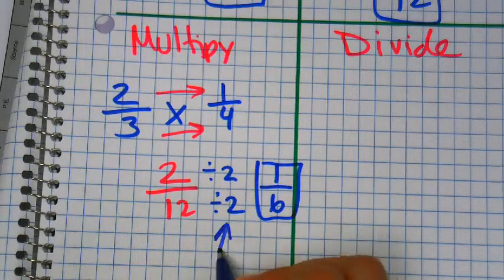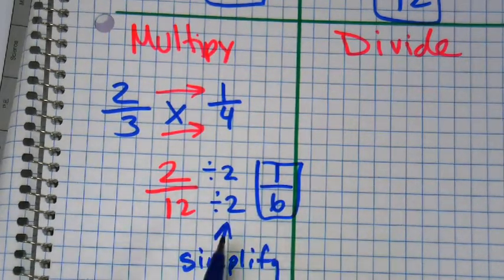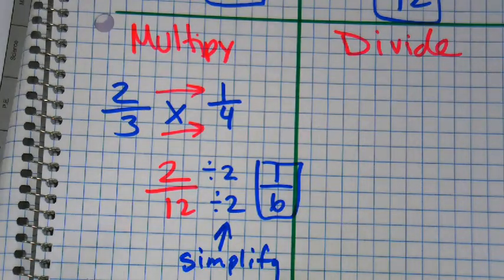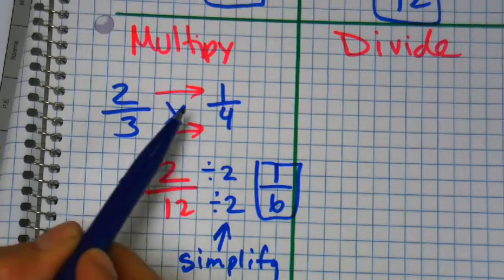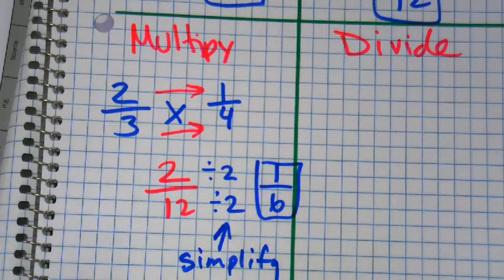This is called simplify. You got to simplify tomorrow. Could you have simplified the corners? Yes. You could have simplified the corners and not had to simplify down here. It's up to you when you want to simplify.